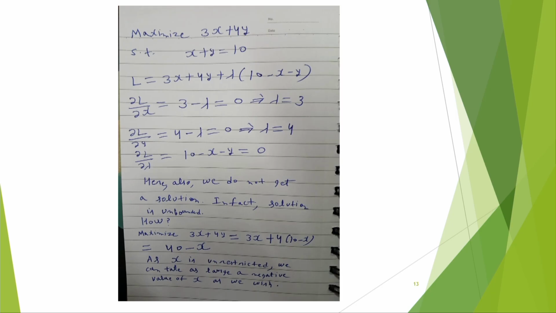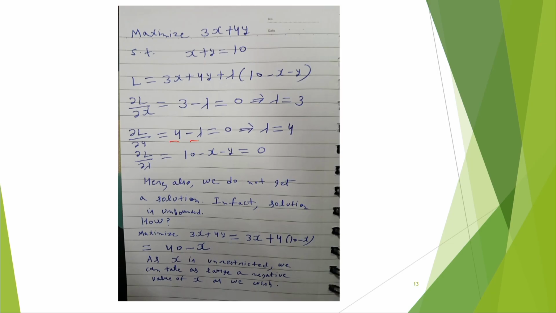Suppose we say maximize 3x plus 4y subject to x plus y is equal to 10. Again we write a Lagrangian function L is equal to 3x plus 4y plus lambda times (10 minus x minus y). Del L by del x is equal to 3 minus lambda equal to 0, which gives lambda is equal to 3. But if I do del L by del y, that is 4 minus lambda equal to 0, and it gives you lambda is equal to 4, and then del L by del lambda is equal to 10 minus x minus y equal to 0, that means we get back the constraint.